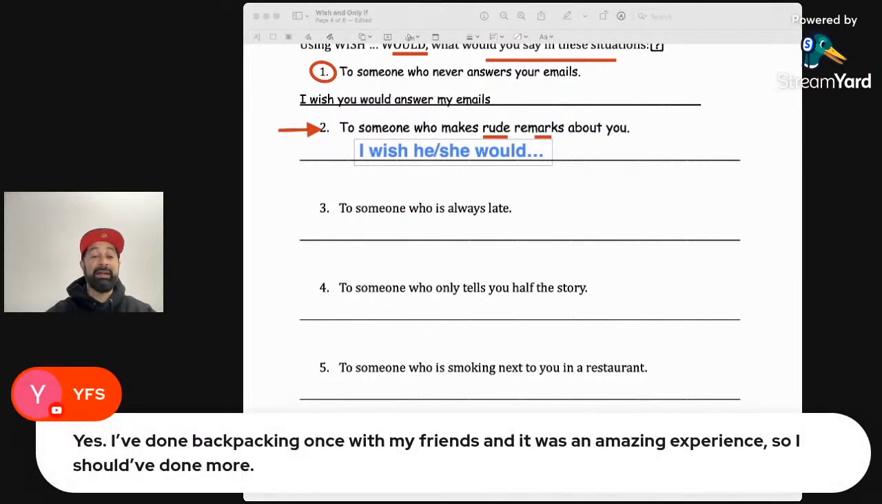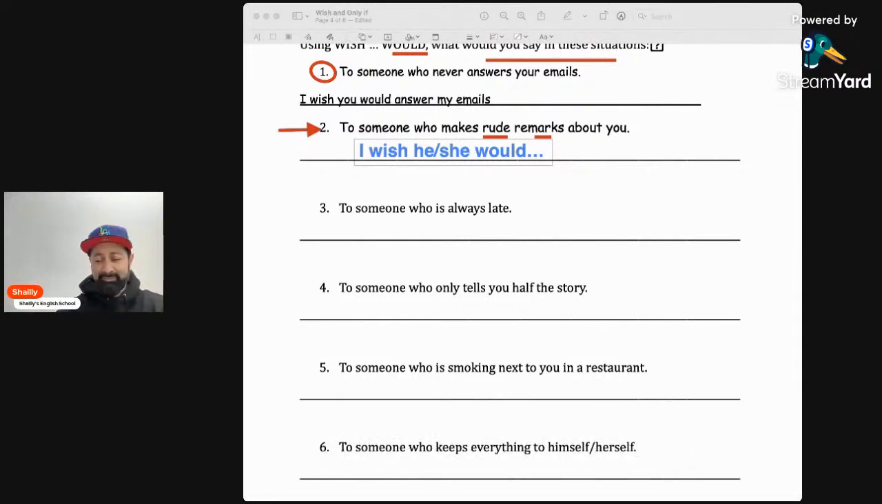So you did backpacking with your friends. Yeah, I did a lot of backpacking when I was younger. I backpacked all over Asia, actually, from Japan to Korea to Singapore, down to Thailand, to Malaysia, to Indonesia. Great. It was great times.